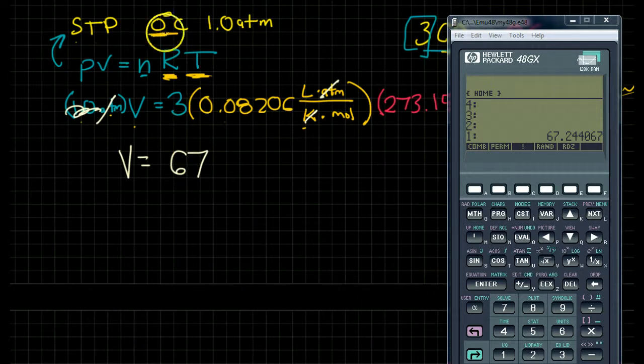67, and looking at sig figs, well, you know, I only gave you 1.0 here. No, fudge, because I like more numbers. Okay, so 67.2, and what are the units?